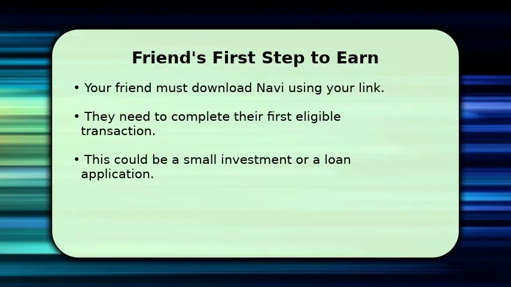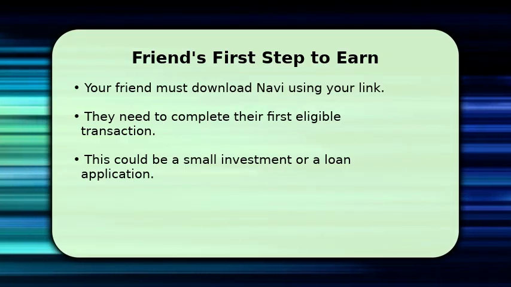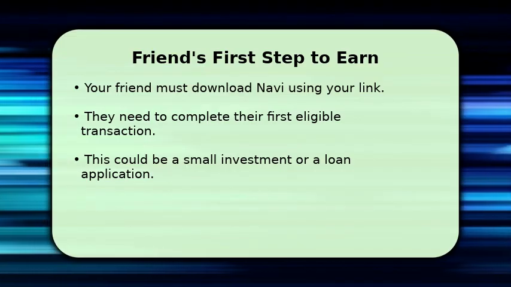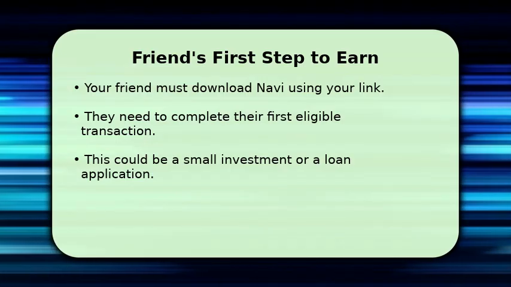For your friend to earn, they must first download the Navi app using your unique referral link. After installation, they need to complete their first eligible transaction within the app. This often involves making a small investment, such as purchasing digital gold for as little as 10 rupees or applying for a loan. Once their transaction is successful, both of you become eligible for rewards.